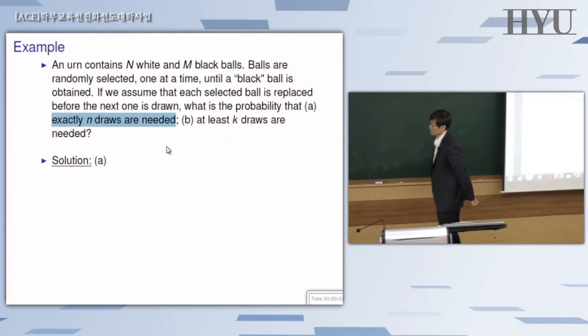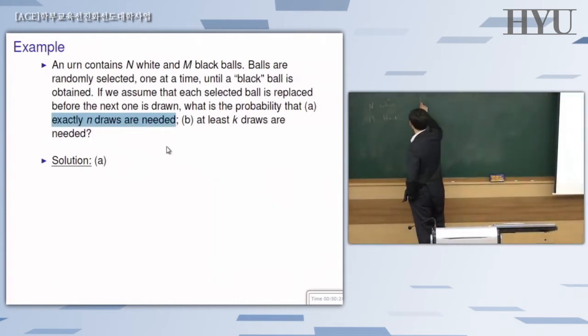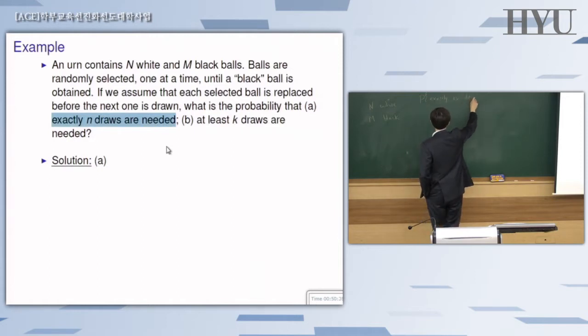So total number of balls is n plus m, and then until you get to pick up the first black ball, you just have to repeat this experiment n different times. So what's the probability of that? So probability of exactly n draws.